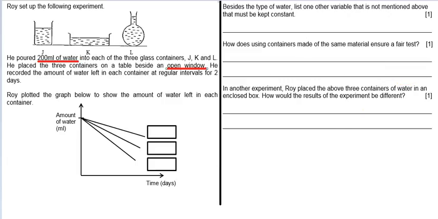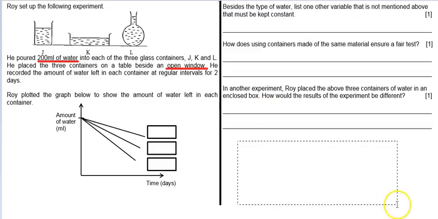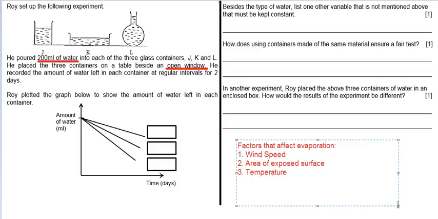Now let's revise. What are the factors that affect the rate of evaporation? Okay, we know that there are four factors, but here I'm just going to touch on three because humidity is not something you learn in primary school. So factors that affect evaporation: wind speed, we said just now, it's the same. Area of exposed surface, that is what's different here due to the container. But the temperature that all the three containers receive or are at is the same.